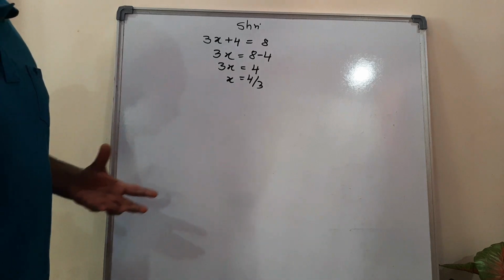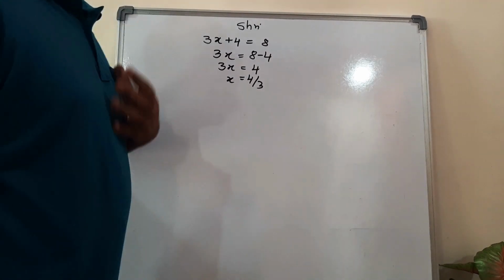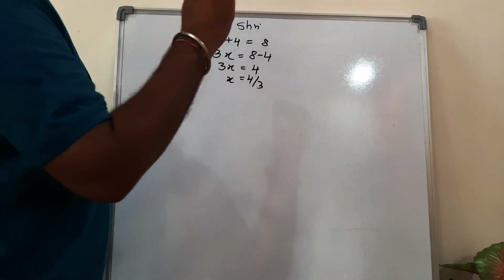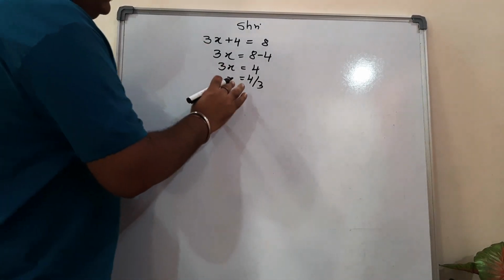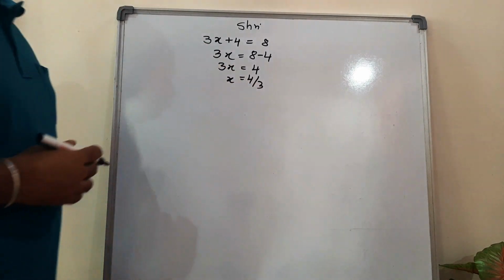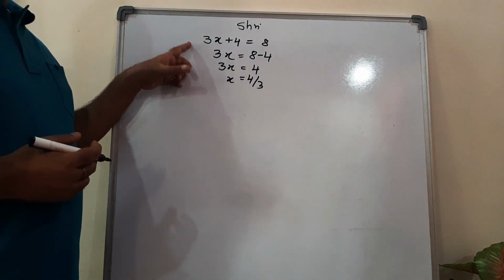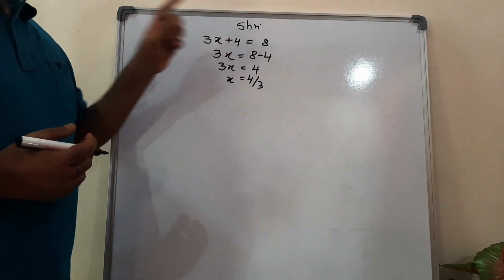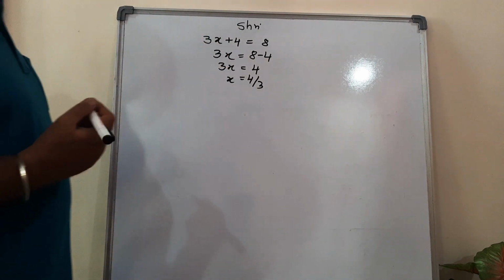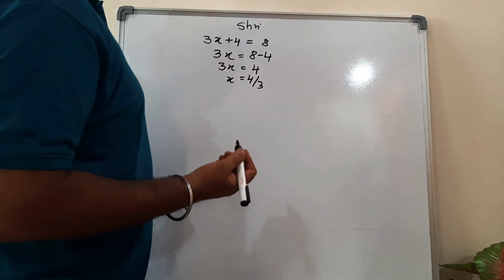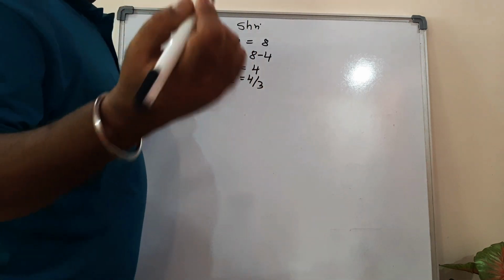Now the question is, how to construct the linear equation. Suppose the value of x is equal to 4 upon 3. This is an equation in one variable. This is called a linear equation. Now the question is, how to construct a linear equation in two variables.